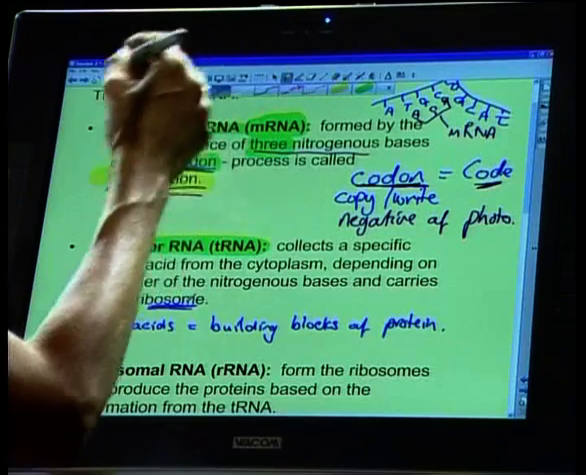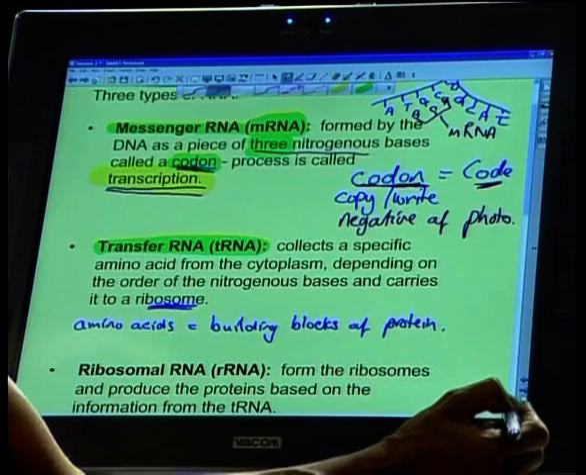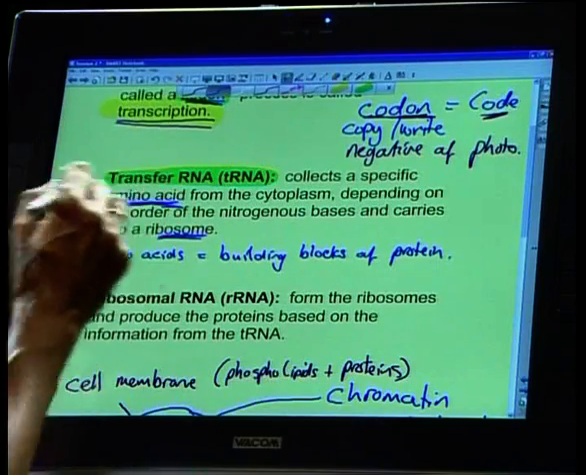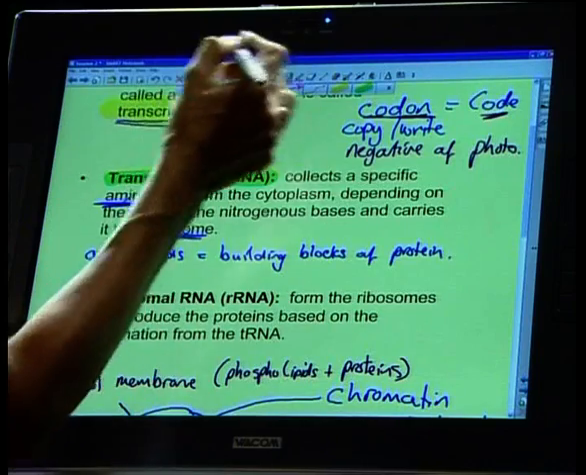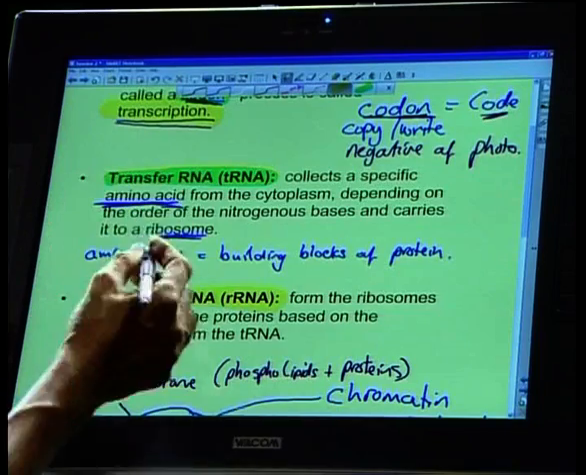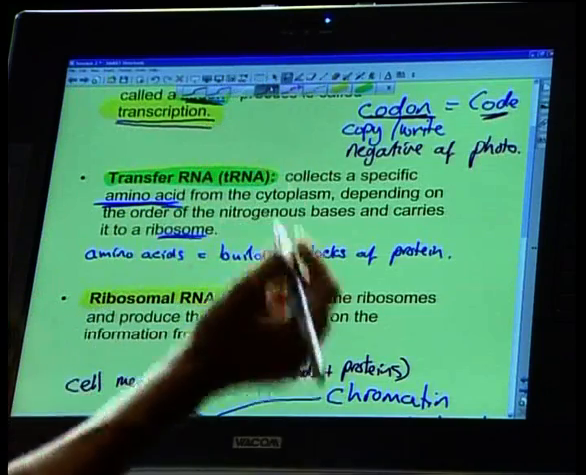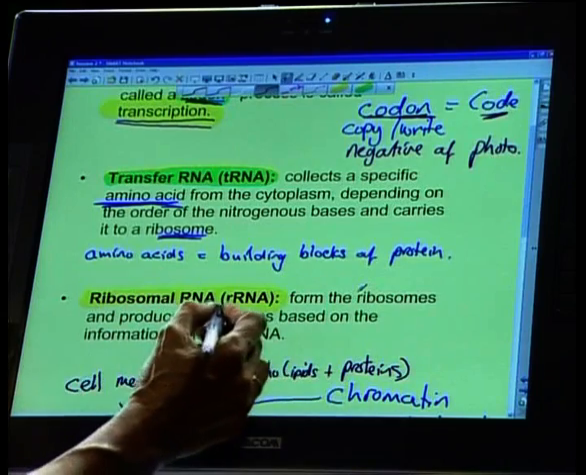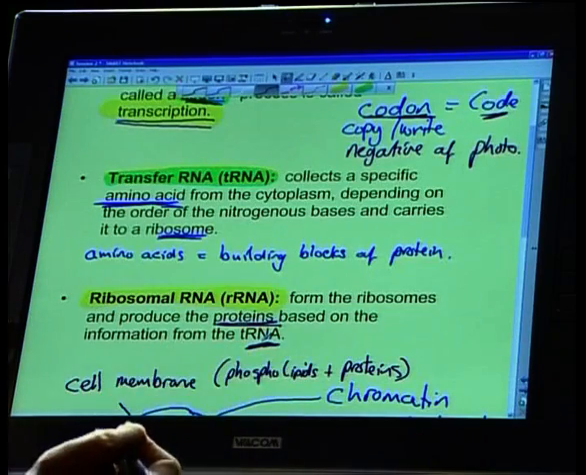So the messenger RNA copies it, the transfer RNA carries it to the ribosome, because their job is these amino acids here. And they've got to carry the amino acids to the ribosome. And then your ribosomal RNA, with a little r, what is their job? Their job is to form the ribosomes and produce the proteins based on the information from the transfer RNA.